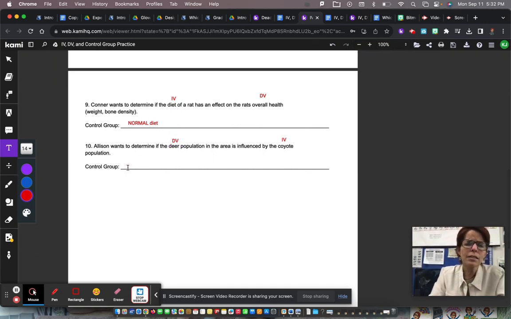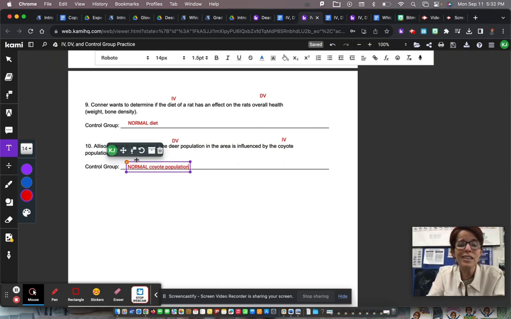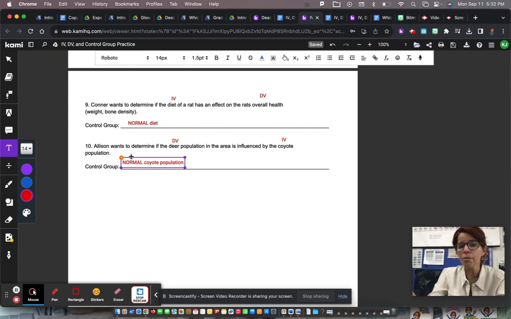Okay, and then what's the control group? Again, that's a little bit tricky to say, but I would say a normal coyote population. So not high, not a huge population, but also not a really small population. So whatever the coyote population was, maybe before humans came in and started killing them off or interfering in the ecosystem, that would be a normal coyote population. Okay, everybody, let me know if you have any questions. That's it.